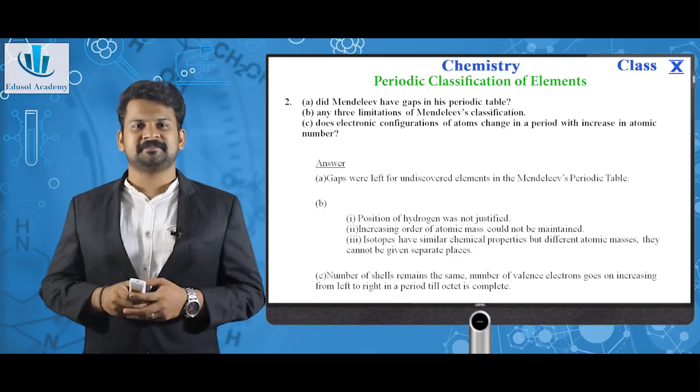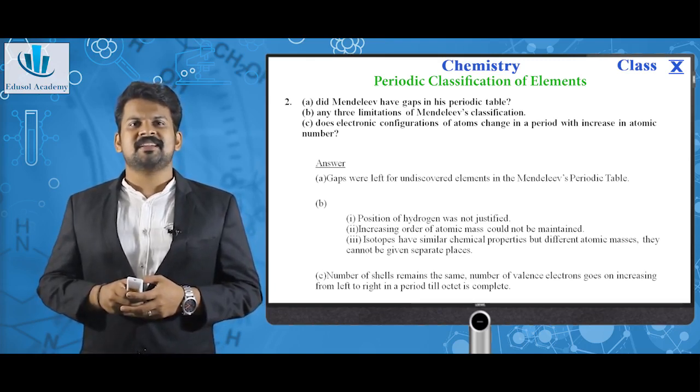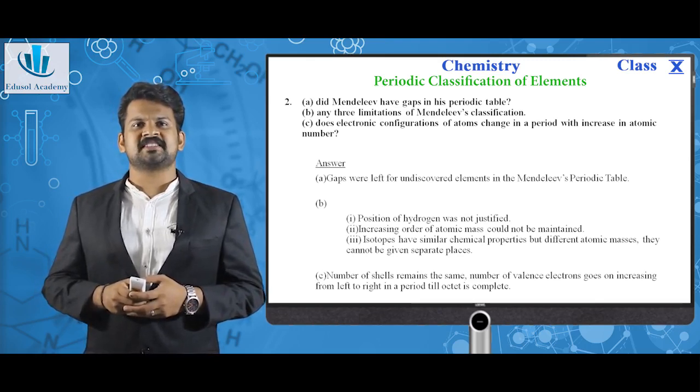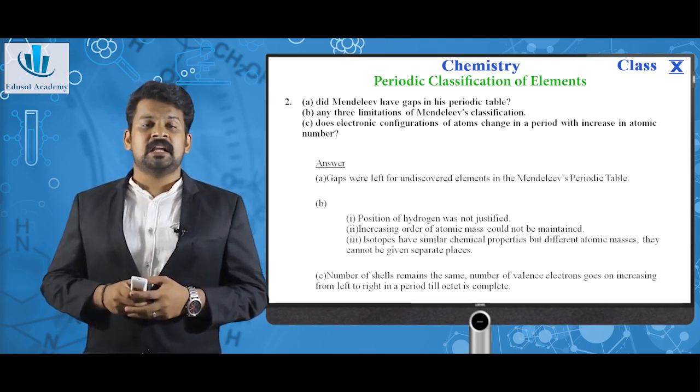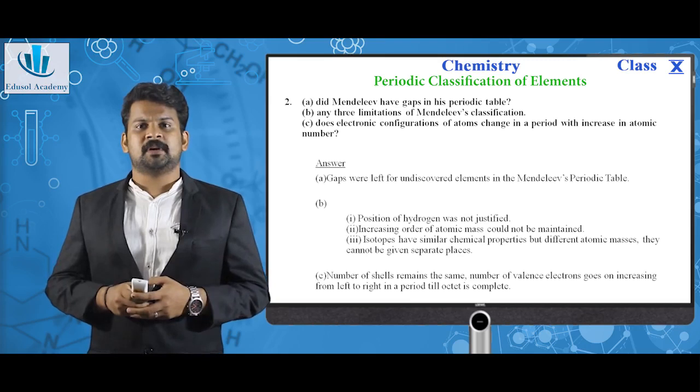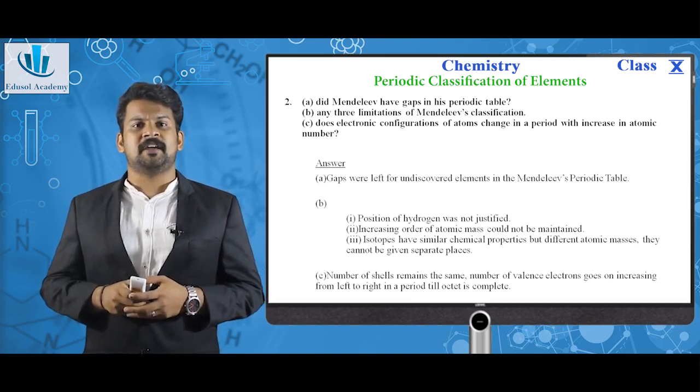Last question, does electronic configuration of atoms change in a period with increase in atomic number? Number of shells remains the same. Number of valence electrons goes on increasing from left to right in a period till the octet is complete.